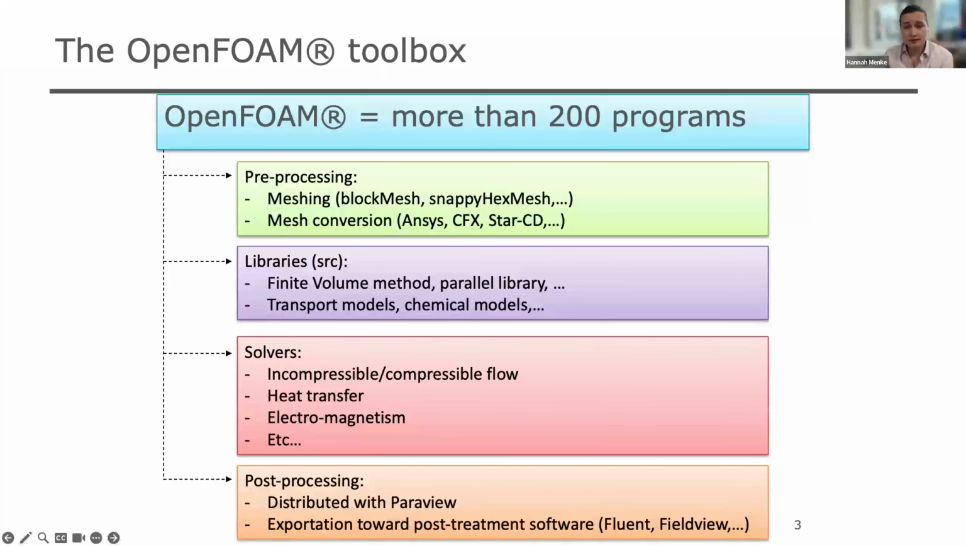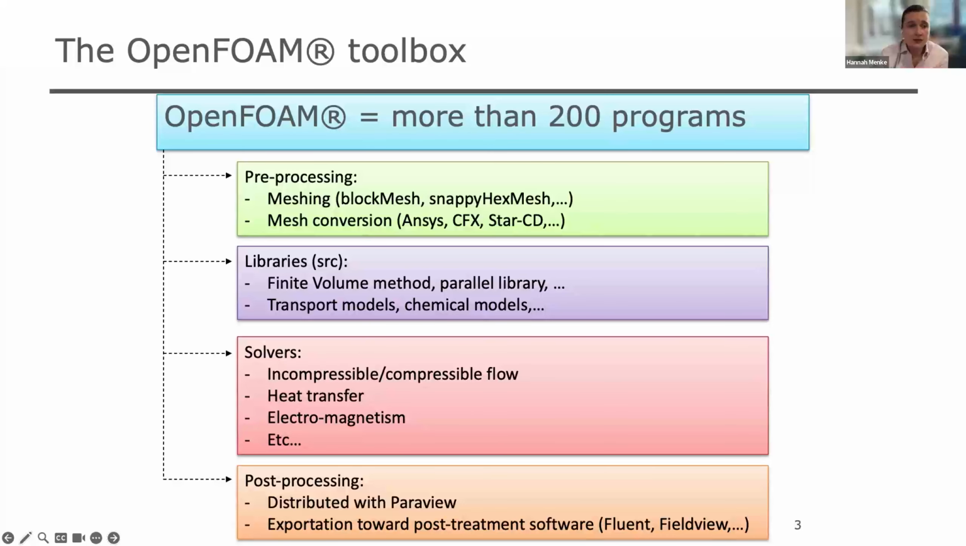Before getting into GeoChemFoam, it's useful to understand what OpenFoam gives us. OpenFoam is not just a single solver. It's a broad toolbox with hundreds of programs and libraries that cover pre-processing, solving, and post-processing. On the pre-processing side, it includes meshing tools like blockMesh and snappyHexMesh, as well as mesh conversion utilities for bringing meshes in from other packages. And at the core are libraries for finite volume discretization, parallelization, transport models, and many other physical properties.